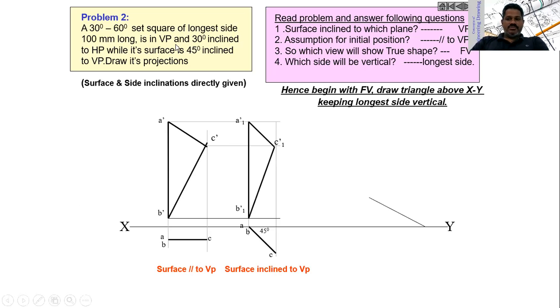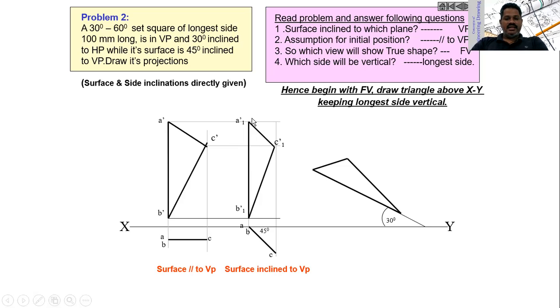Now the other condition to this problem is the longest side is making 30 degrees inclined to HP. Now draw an inclined line 30 degrees to HP, and this is the 30 degrees inclined line. Then take the compass and take A dash, A1 dash and B1 dash in the compass. Then from a convenient point on this 30 degrees line, locate a point here. So if you take this as B1 dash, then it will become A1 dash.